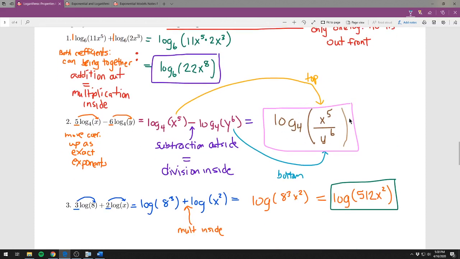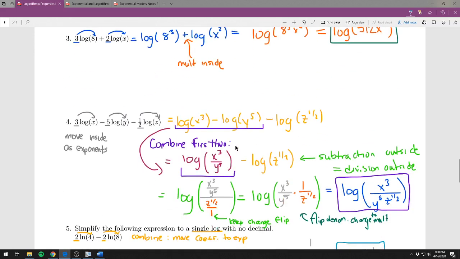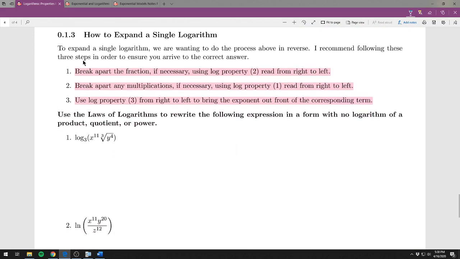Imagine we're starting with this and we want to go backwards. Well, we kind of do all the steps in reverse. If you have a fraction, we want to break apart the fraction. You won't always see a fraction. You can skip that if you don't have one. But I just like to do it in this order. Break apart the fraction. Division inside is subtraction outside.